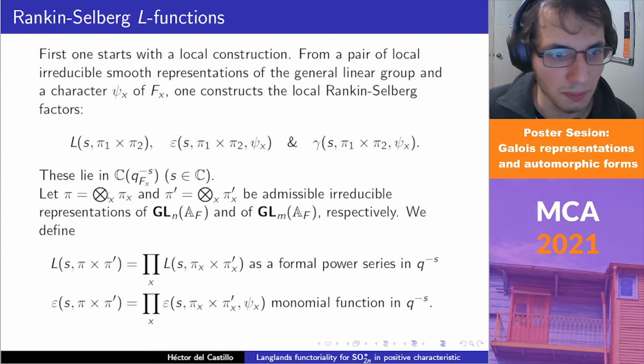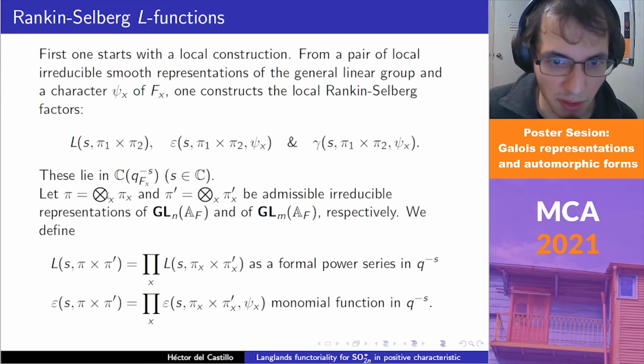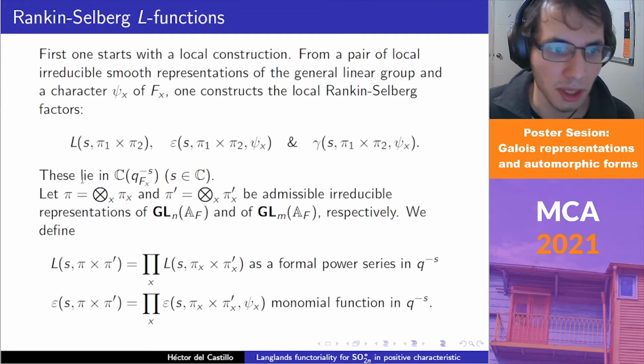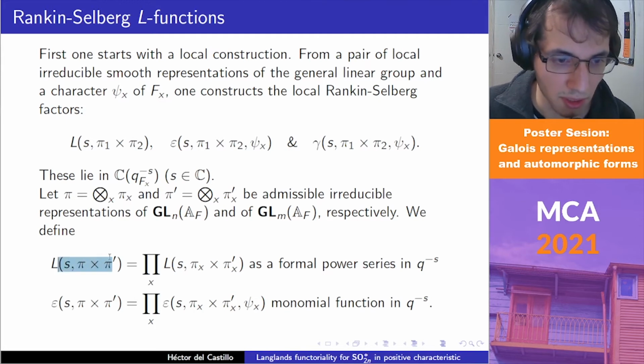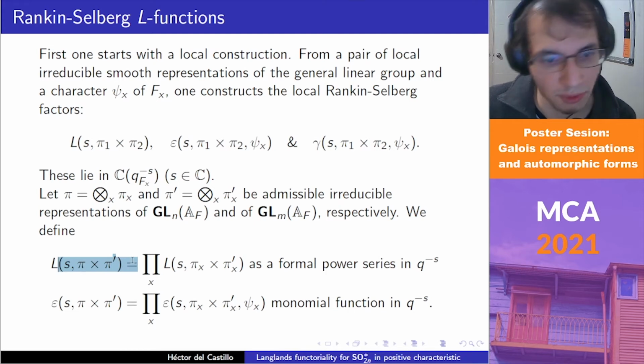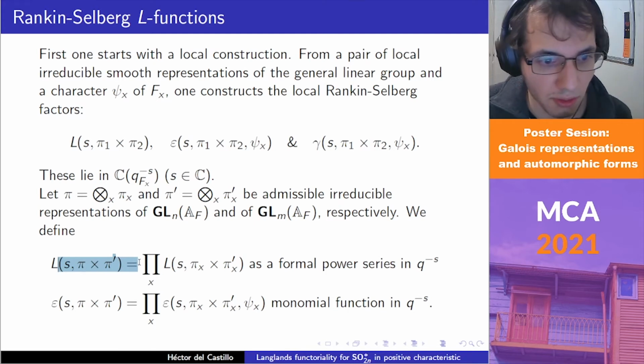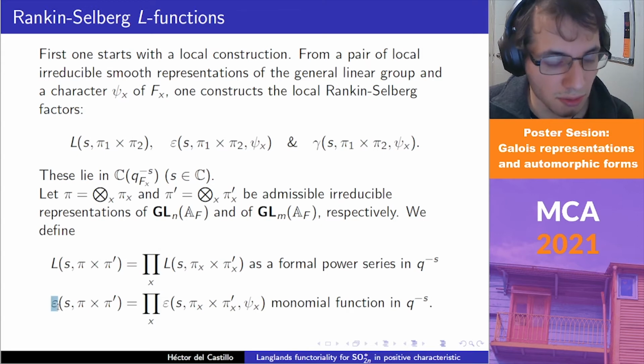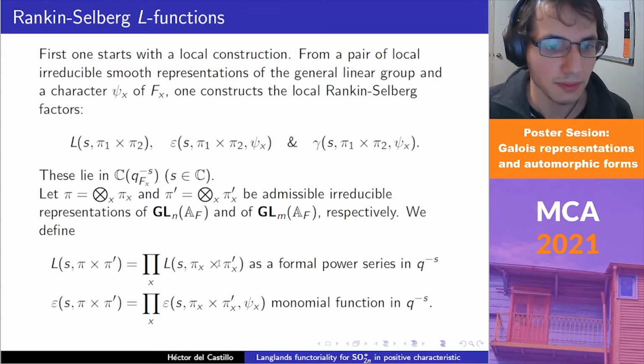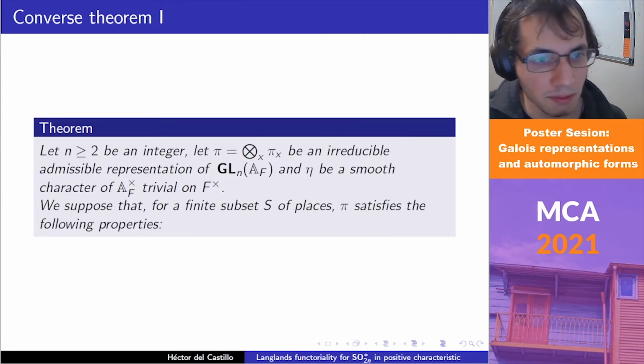So let π and π' be admissible irreducible representations of GL_N(A_F) and GL_M(A_F) respectively. Using the local L functions, we define as an Euler product the global L function and the global epsilon factor.